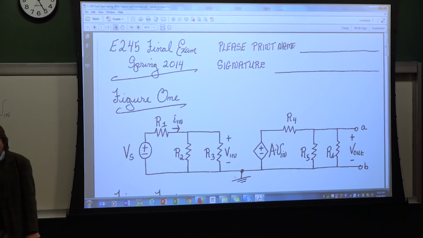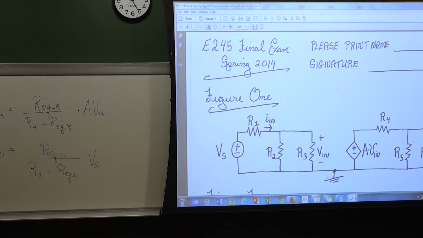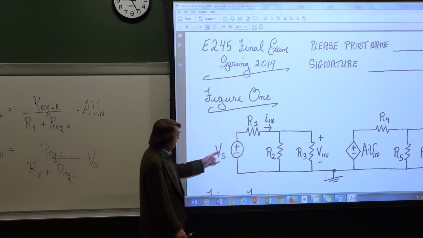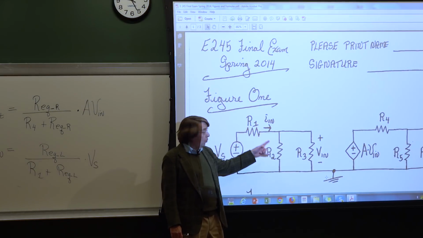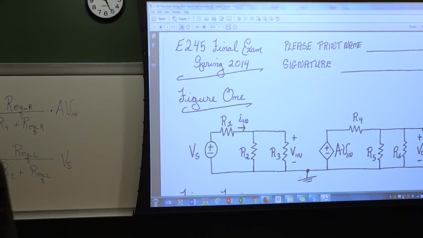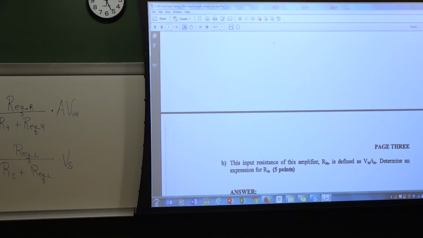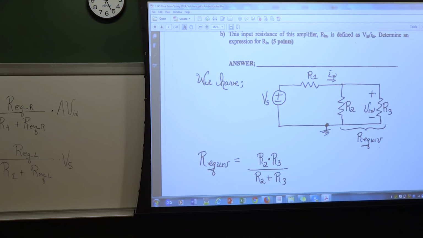What do you think, my colleagues? My colleague in the back. Vs over R1. The problem with that, my colleague, is Vs is not just over R1. Vs is over R1 plus this combination here. Here, let me show you how I did it. Thank you, though, sir. Let me show you how I did it. And let's see if it makes sense.